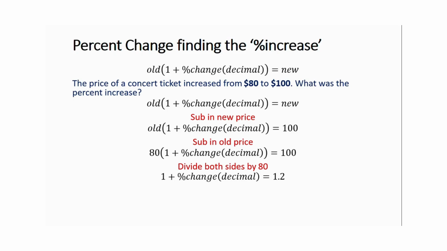So the 80 cancels on the left side, and we're left with just what was in the parentheses. On the right side, we have 1.2. Now we can subtract 1 from both sides. So the 1 disappears on the left, and on the right you're left with just 0.2. And that is the decimal version of the percent. So how do we convert a decimal to a percent? Multiply by 100, and we get 20%. So that was a 20% increase.